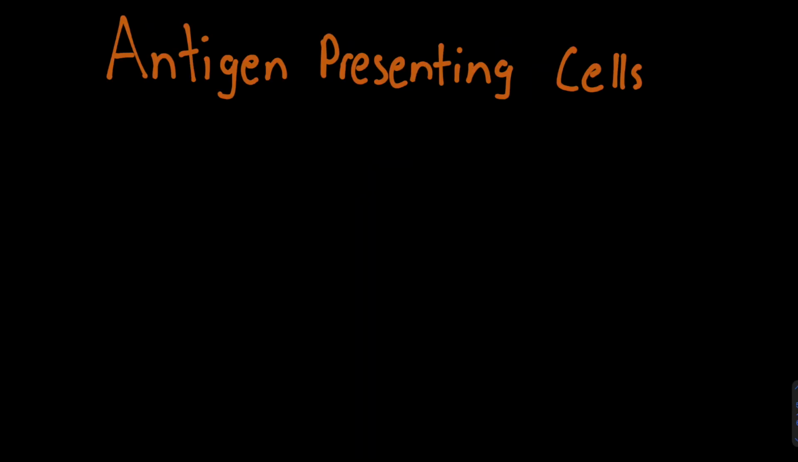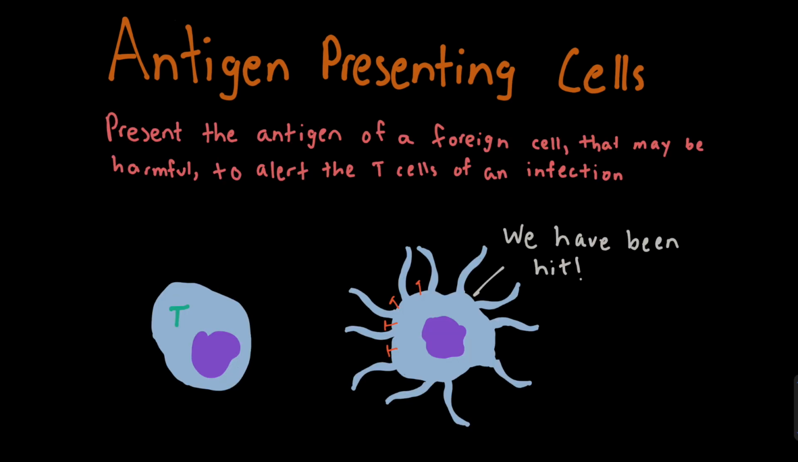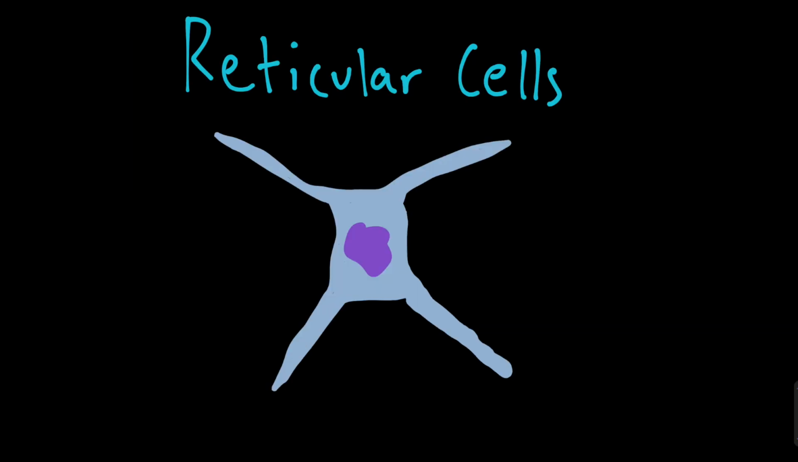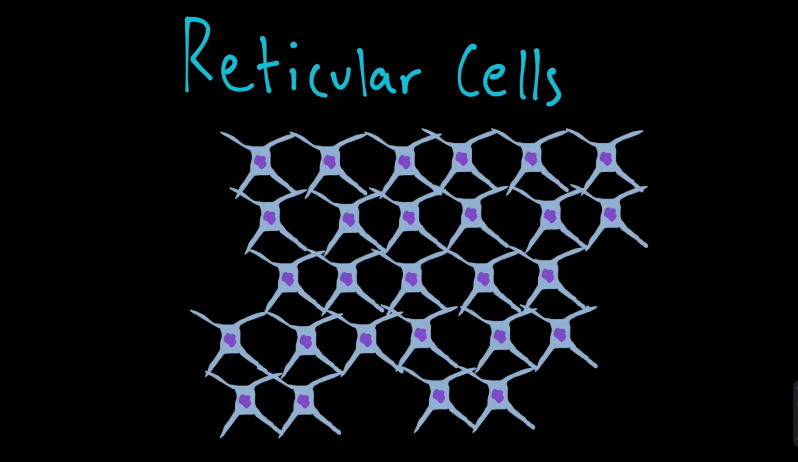Now, antigen-presenting cells present the antigen of a particular foreign cell that may bring harm, usually by destroying and exposing the antigen, to alert the immune system of any intruders, in which our T cell will come in and destroy that foreign cell. Antigen-presenting cells include macrophages, dendritic cells, B cells, and reticular cells, which is our sixth and final type of cell. Reticular cells are connected stationary cells that provide the framework for many of our lymphatic organs and tissues. They are also stationary antigen-presenting cells, meaning they do not move around the bloodstream.